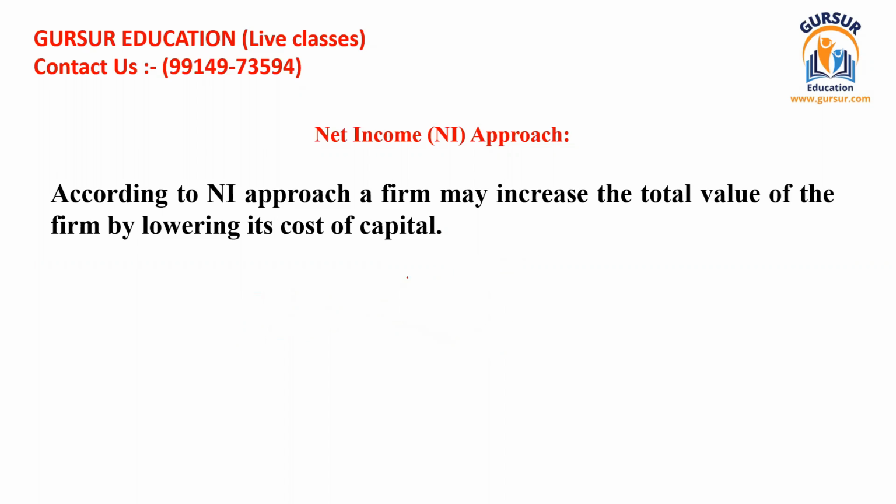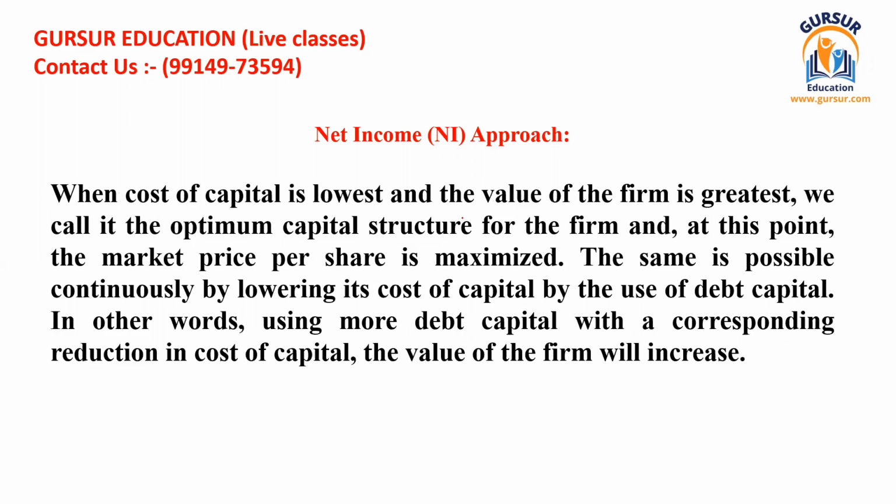So this theory tells you to use as much debenture as possible. The net income approach tells you that the firm may increase its total value by lowering its cost of capital. They tell you if your overall cost of capital is reduced, ultimately the firm's value shall be increased. And how can you lower the cost of capital? The only way is to increase the proportion of debenture in your total capital. With the example I shall tell you how this can be done.